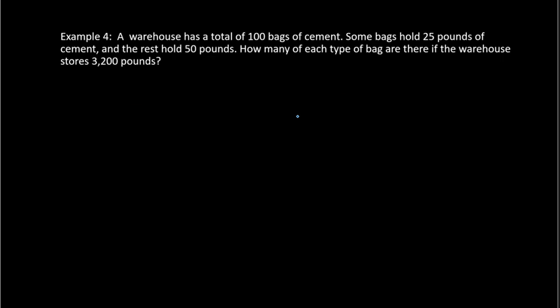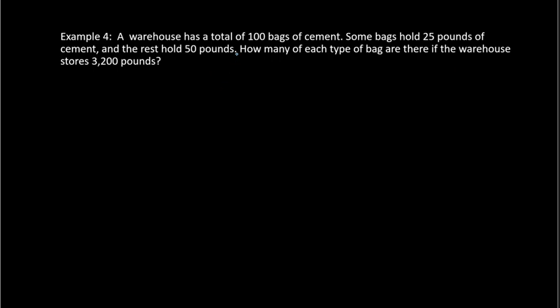One more example to work through. Here we are told that a warehouse has a total of 100 bags of cement. Some bags hold 25 pounds and the rest hold 50 pounds. How many of each type of bag are there if the warehouse stores 3,200 pounds?